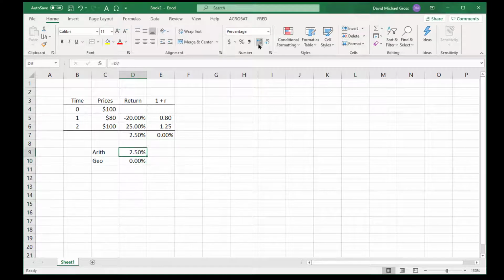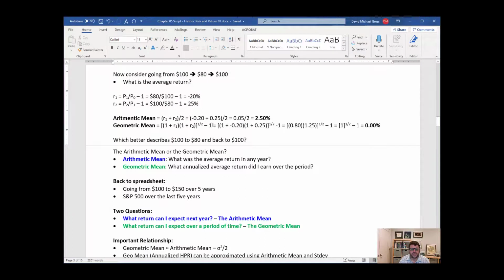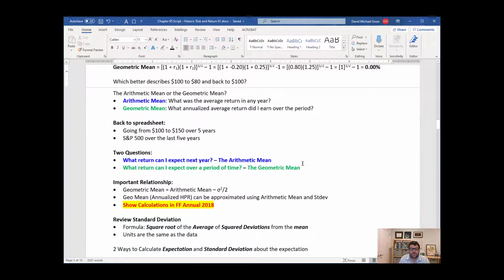If I lose 20 and then make 25, if I go from 100 to 80 and then back to 100, I can see I net 0. And here I have the same calculations again, going from 100 to 80 back to 100. The average return, remember I have two averages. Over the first time period, I lost 20. Over the second time period, I made 25. And so the arithmetic average is that 2.5%, but the geometric average, or the holding period return, is going to be 0. Okay, so which better describes this relationship of going from 100 to 80 and back to 100? Is it the arithmetic mean or is it the geometric mean?